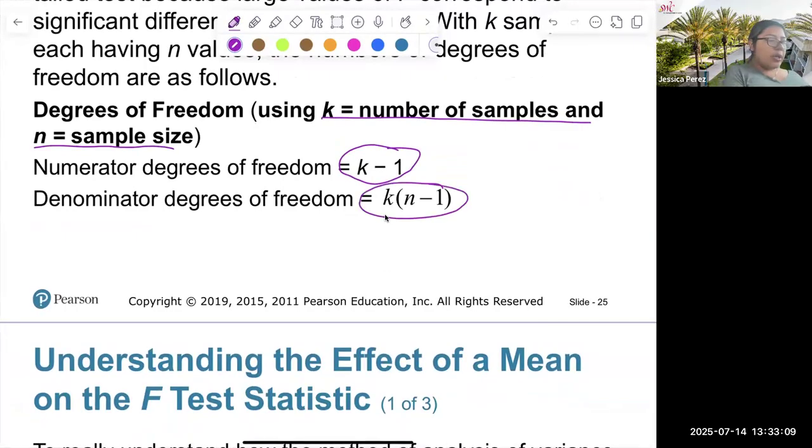Remember, we are going to be using StatDisk and StatCrunch to solve. We are not going to do this by hand ever. So don't worry about the formulas. We are not going to need them.